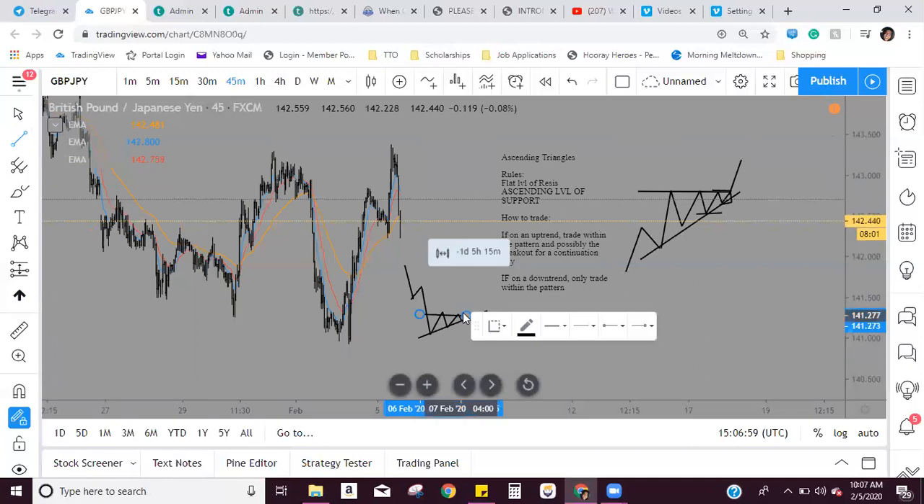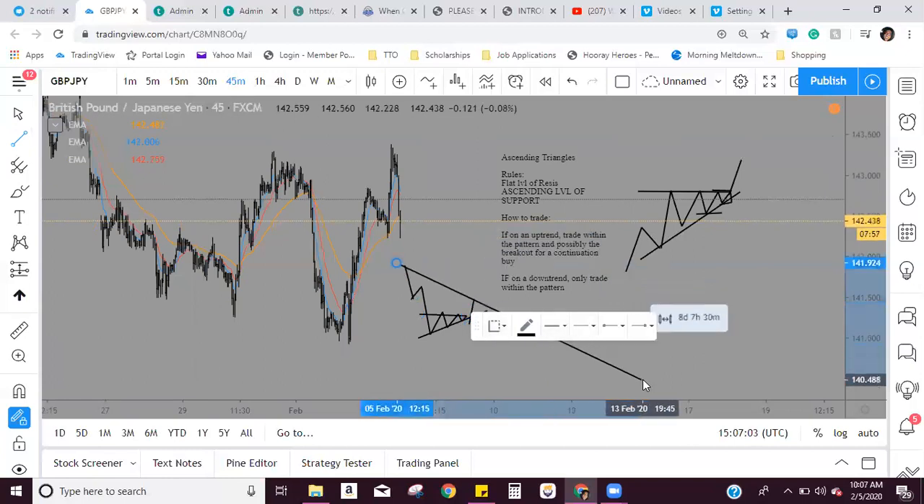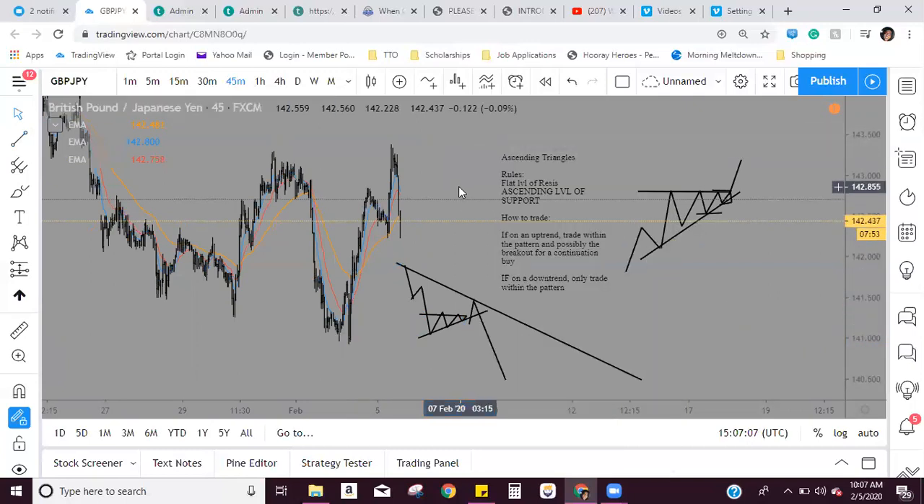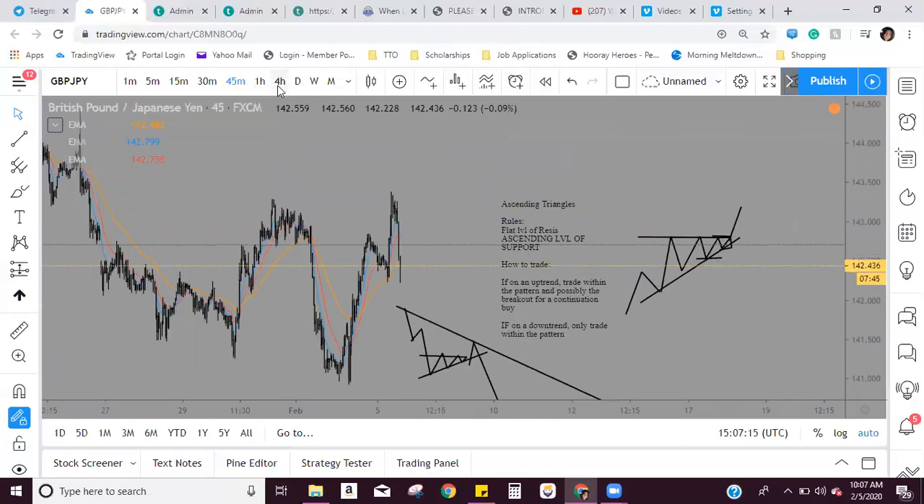And this happens all the time. You'll literally get one of these, but then it's just a lower high. It's literally just a lower high to then just continue down. So a lot of times you get faked out. That's why I say it's better safe to just trade within the pattern if it's on a downtrend. Let me see if I could find you an example of one.